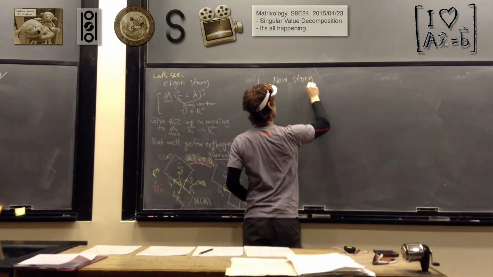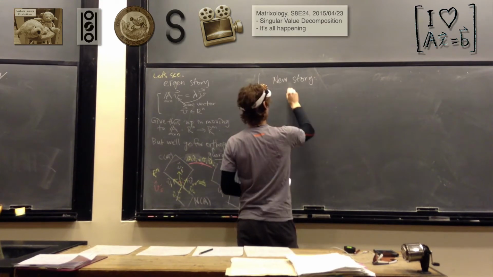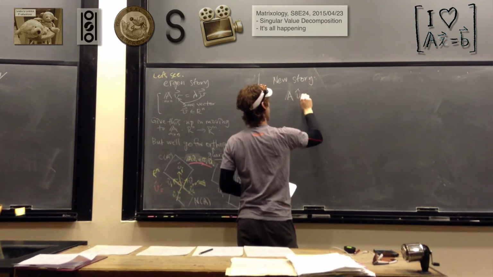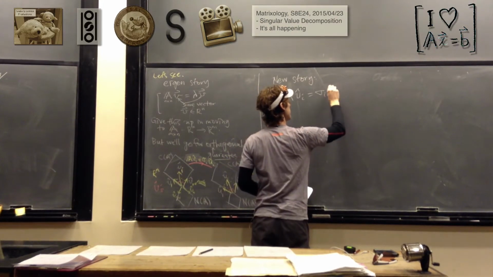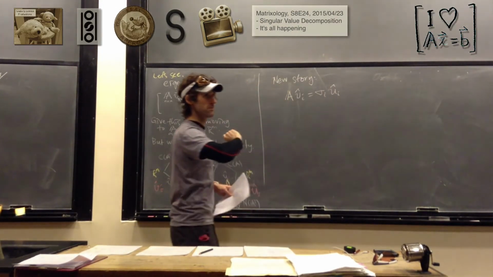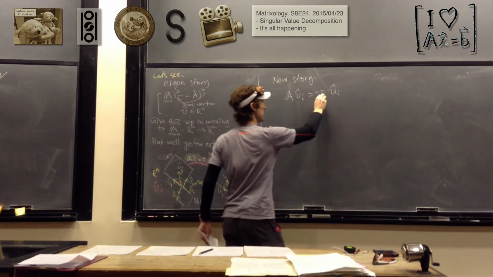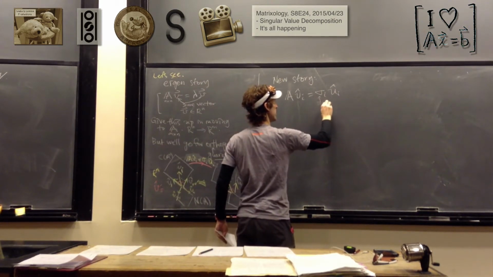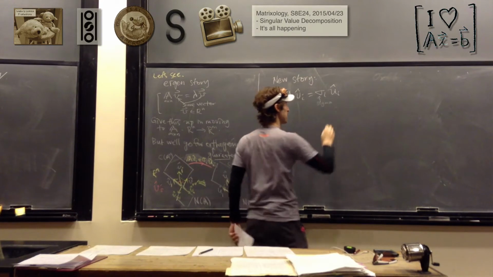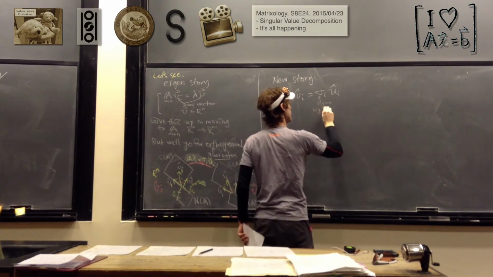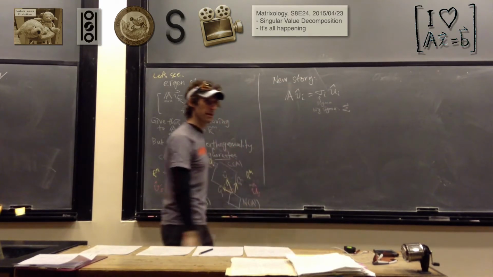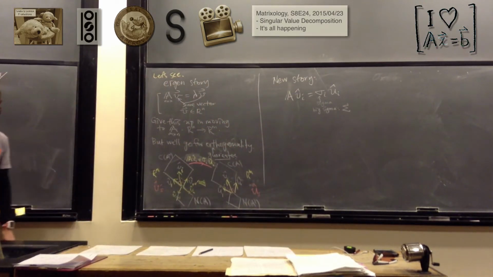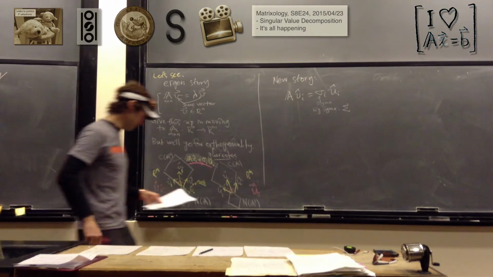All right, it will be this: A times Vi equals sigma i Ui. This is sigma, right? And big sigma, right? It's Greek for S. Does that go? Yes, yeah. So let's write these things.